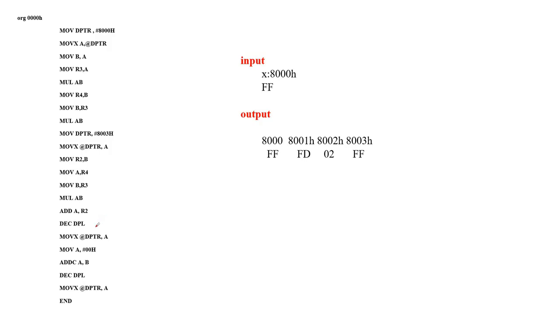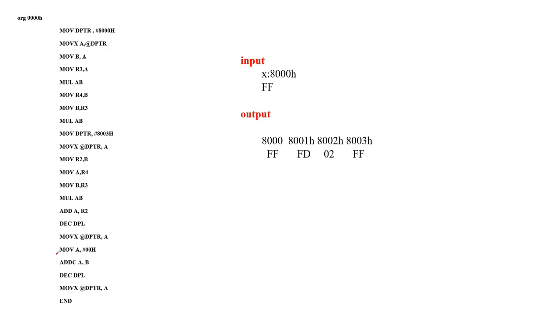Then we use the decrement DPL. So here it is a data pointer low byte. It is decremented, and we'll move the data pointer to the previous memory location, that is 8002. Next instruction is move A comma hash 00H. Here we are loading the accumulator with 00.